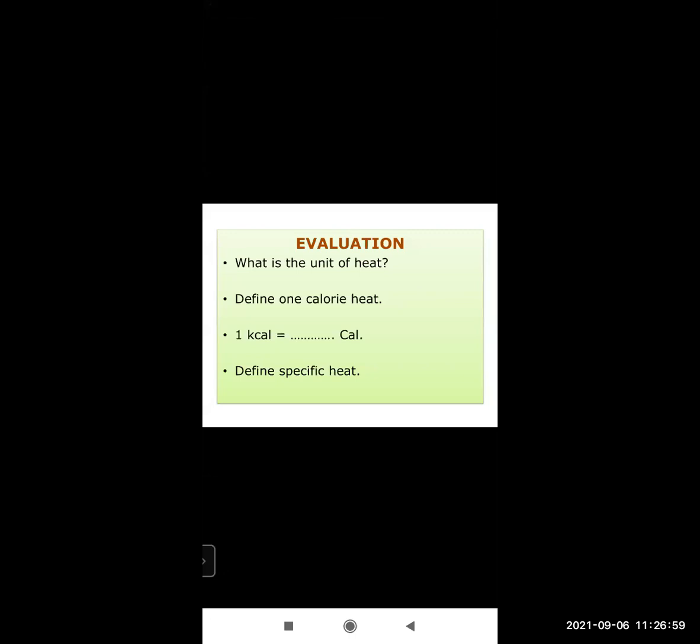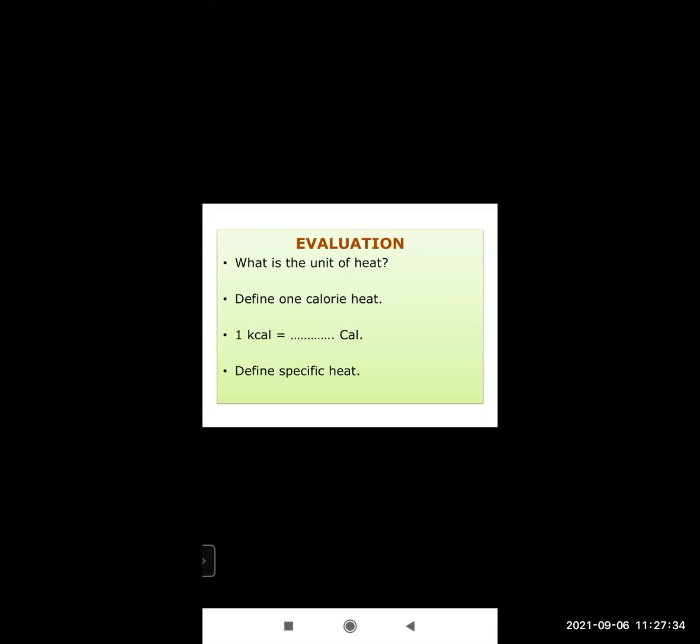Otherwise, you can say the third. You can continue here. So the amount of heat necessary to raise the temperature of 1 gram of water by 1 degree Celsius from 14.5 degrees Celsius to 15.5 degrees Celsius is called 1 calorie heat. Okay, very good. It is correct. In the same way, you can write the definition of 1 kilocalorie heat. Third one, 1 kilocalorie is equal to how many calories? 1000 calories. Okay, very good. 1 kilocalorie is equal to 1000 calories.